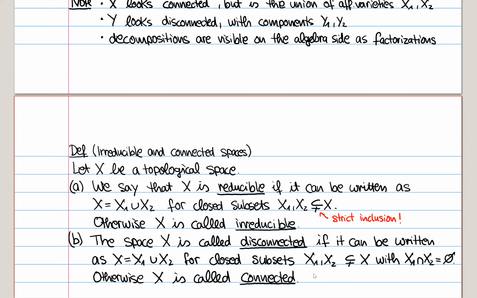One hint here is that this is a perfectly fine formulation. You can also say it like this: X is reducible if whenever X is the union of two closed sets, then one of them has to be X itself. That's an equivalent formulation, and if you do some of the exercises, you will see this is often a more useful way to phrase things. Okay.